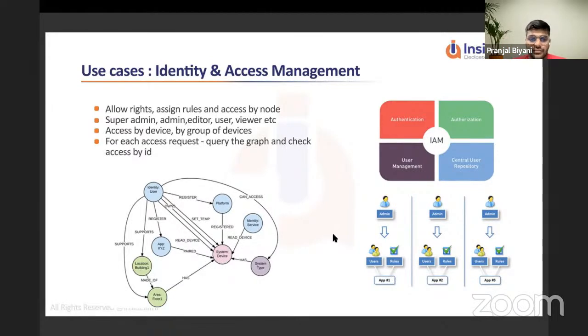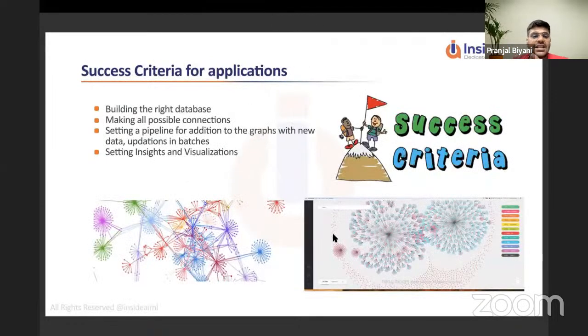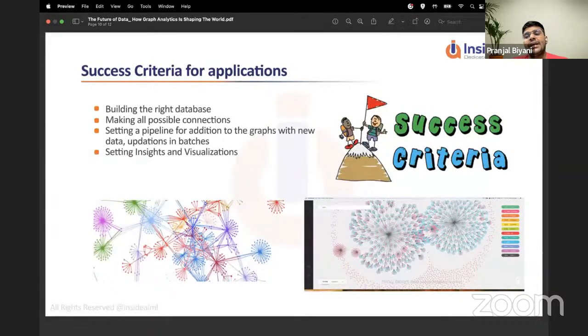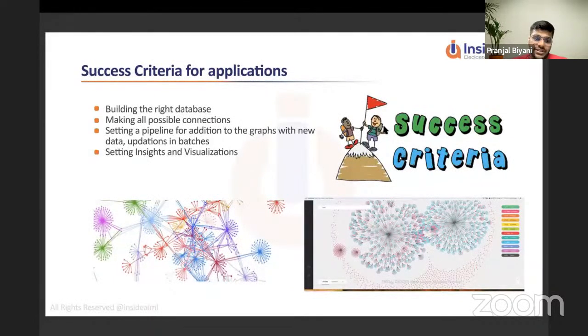Okay. Next use case. What is the success criteria for applications in graph databases, right? The first thing is you have to build the right database. You cannot have a database that has no connections between nodes, right? For example, if every customer is an individual node and there are no edges between them, then it is obviously useless to have that kind of graph, because you cannot traverse through customers, you cannot recommend them, you cannot compare them. There is no common property, there is no common characteristic, and it's not going to work.